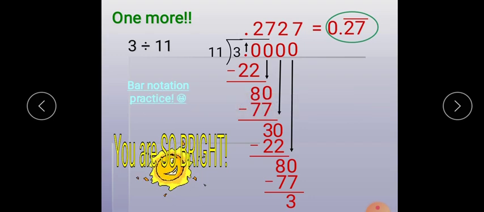In the next class we are going to see some problems from the exercise. Moreover, we will see how to draw an irrational number on a number line. Thank you.